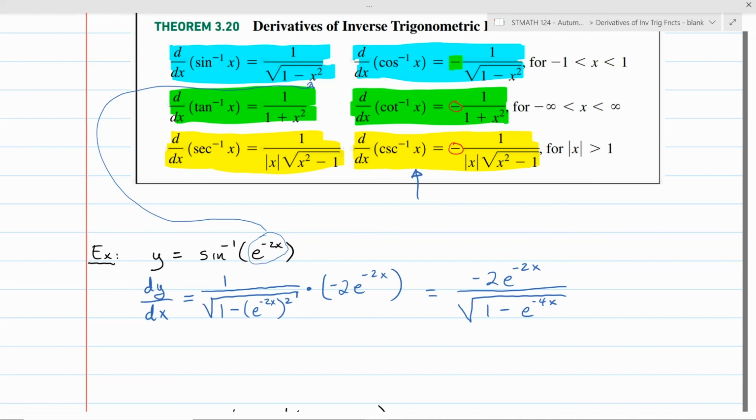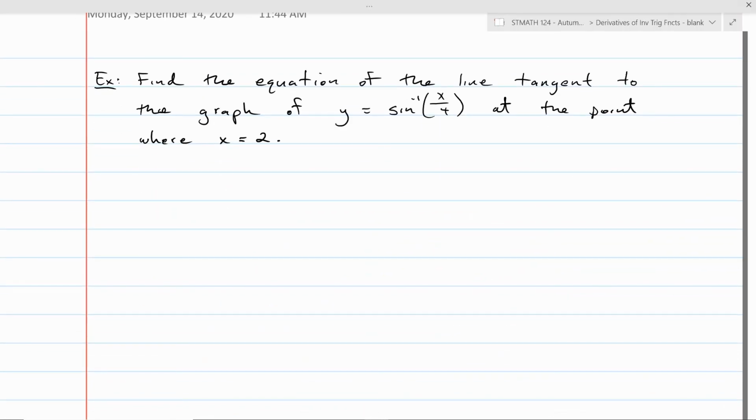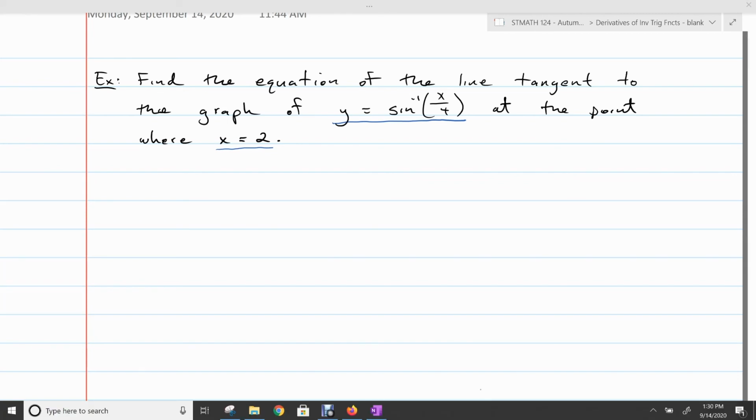All right. We can do an application here using our knowledge of how to take derivatives. So we could find the equation of a line tangent to the graph of y equals sine inverse of x over 4 at the point where x equals 2. Since we're talking about the graph of this function at this point where x is equal to 2, it might be nice just to have a little bit of a visual on that. So let's go to Desmos and graph that and see what it looks like.